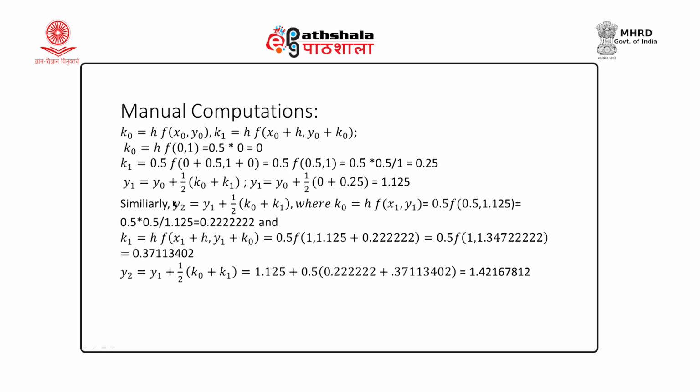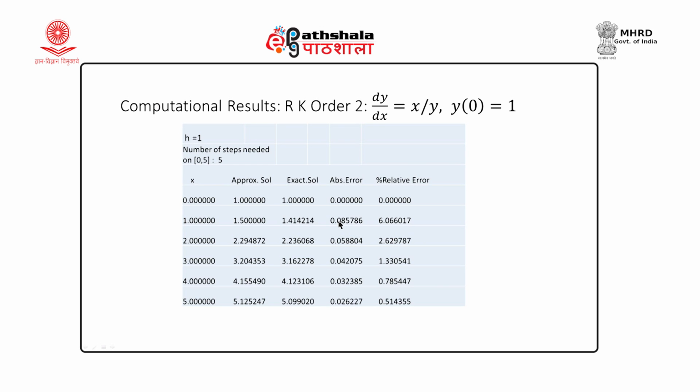Now again you repeat the process. y2 will become y1 plus half of k0 plus k1, and k0 is h f(x1, y1), where h is again 0.5, x1 is x0 plus h, that is 0.5, and y1 is 1.125. Repeating this, we get y2 as 1.42167812. This is how we have to proceed.